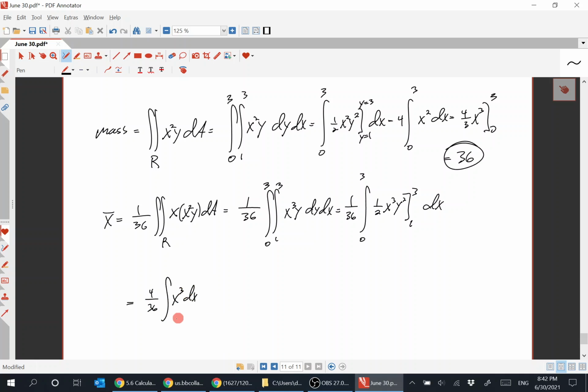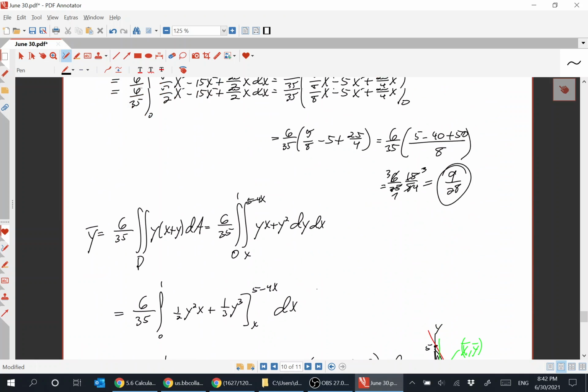x to the third dx from 0 to 3. So 1/4. So it becomes 1/4, so just 1 over 36, x to the fourth from 0 to 3. 3 to the fourth is 81. So 81 over 36, right? They're both divisible by 9. So 9 over 4. So 9 over 4 is 2.1 for x bar.